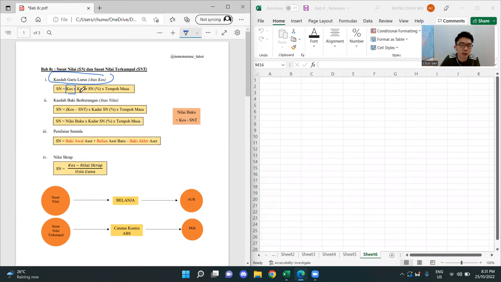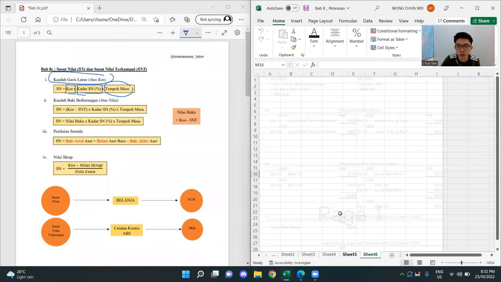Then the kadar susut nilai will be the percentage that is given in a question. So you have to see bila yang awak beli. If it is in April and your tahun berakhir is on 31st December, then you perlu buat something that we call a time apportion. So you have to times berapa bulan, divide by 12. So that will be for the garis lurus.